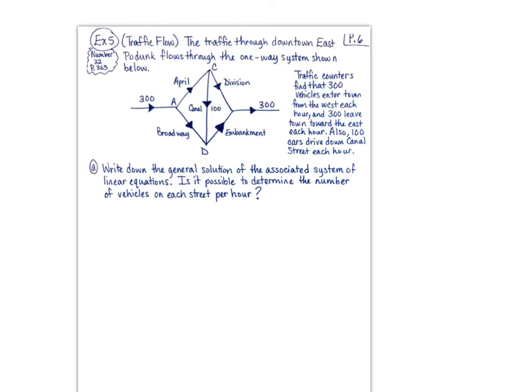So we need to come up with these equations, so let's figure out what our unknowns are. Notice that here you have intersection A. Let's label all of this. Let's label April Street as X, Division Street as Y, Canal Street or Broadway, Broadway is Z. And then Embankment, we're going to call W.